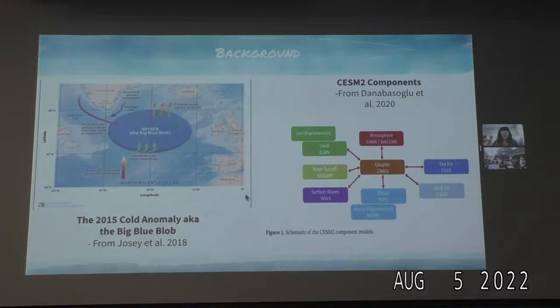And to study these blue blobs in the ocean, we, for our research, used the Community Earth System Model 2. And on the right here, this shows a breakdown of all the components that go into this system model. For our project, we were specifically using pre-industrial control simulations.